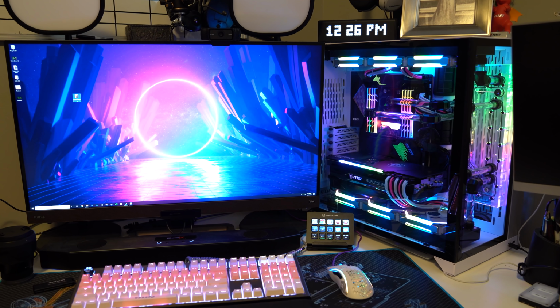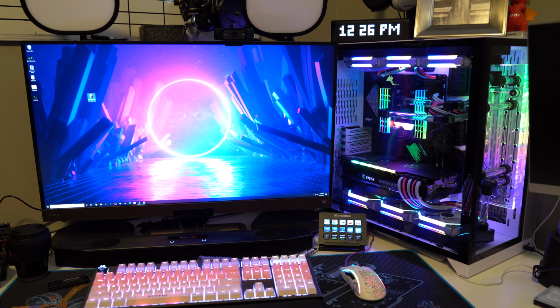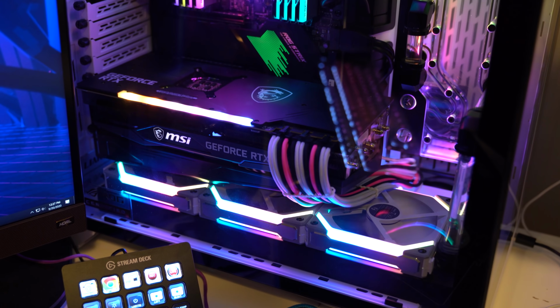So what do you guys think of the MSI RTX 3080 Gaming X Trio, or just 3080s in general?